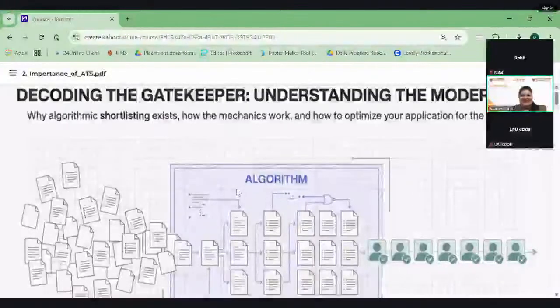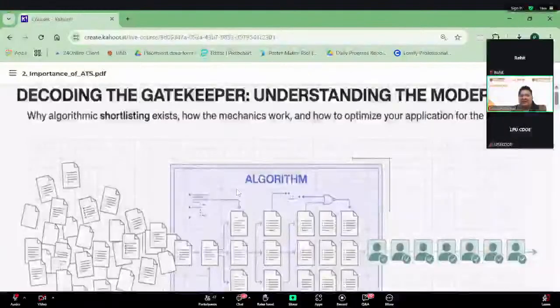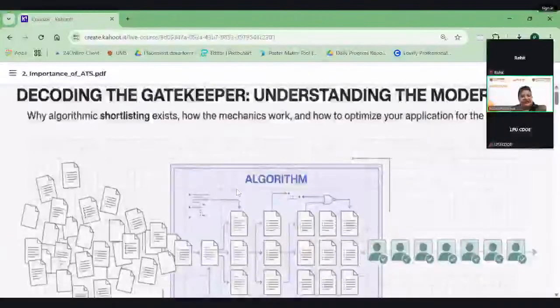Why? What is the need for ATS? Why did the industry come up with the concept of ATS, which is Applicant Tracking System? Any idea?